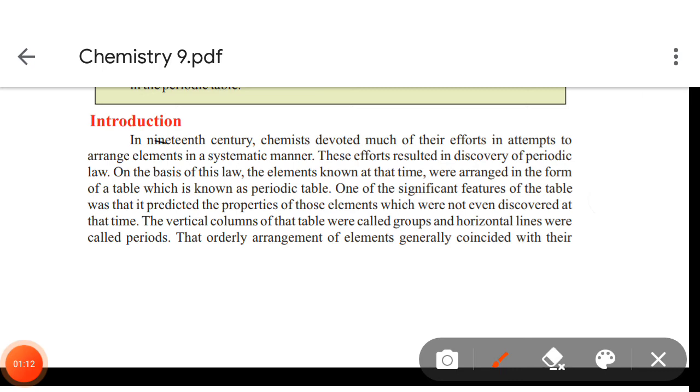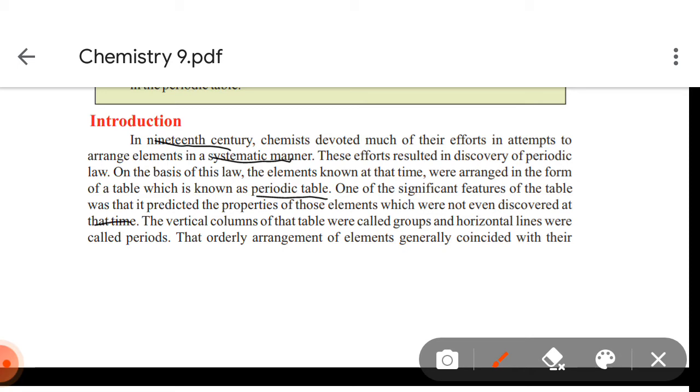So starting off, in the 19th century, chemists devoted much of their efforts in attempts to arrange elements in a systematic manner. These efforts resulted in discovery of periodic laws. On the basis of this law, the elements known at that time were arranged in the form of a table which is known as the periodic table. One of the significant features of the table was that it predicted the properties of those elements which were not even discovered at that time.